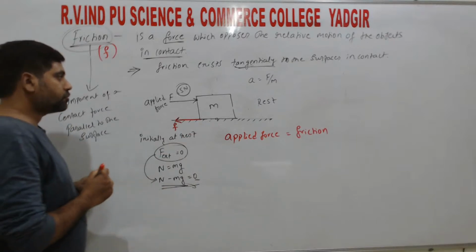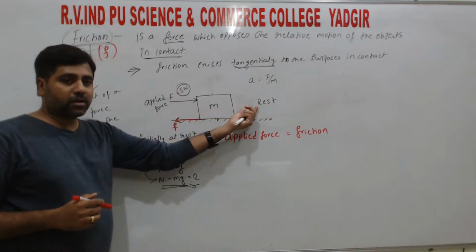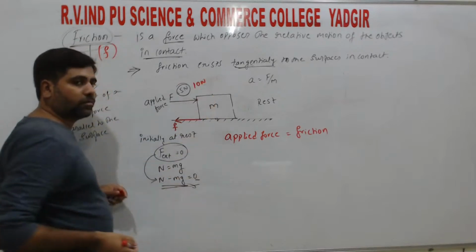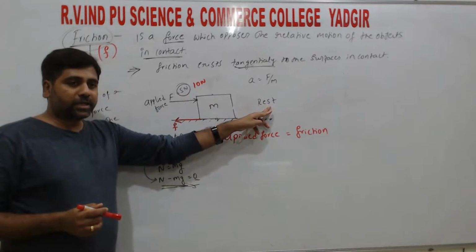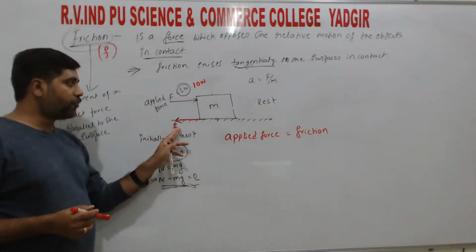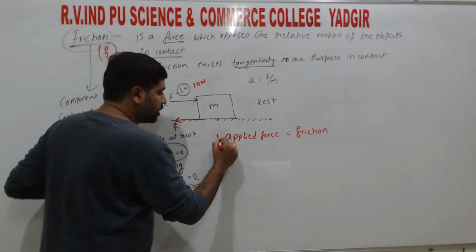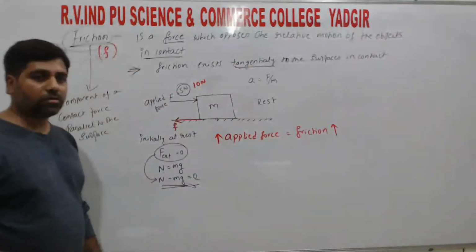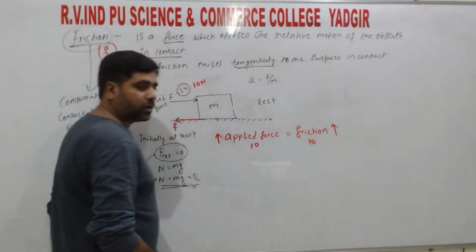Now increase the applied force. The object at 5 Newton is not moving. Now I am increasing this to 10 Newton, right? I am applying 10 Newton of force. Again the object is at rest. That means the net external force should be 0. That means the frictional force is equal to 10. As we increase the applied force, the frictional force also keeps increasing. So if I apply 10 Newton, the friction force is also 10.